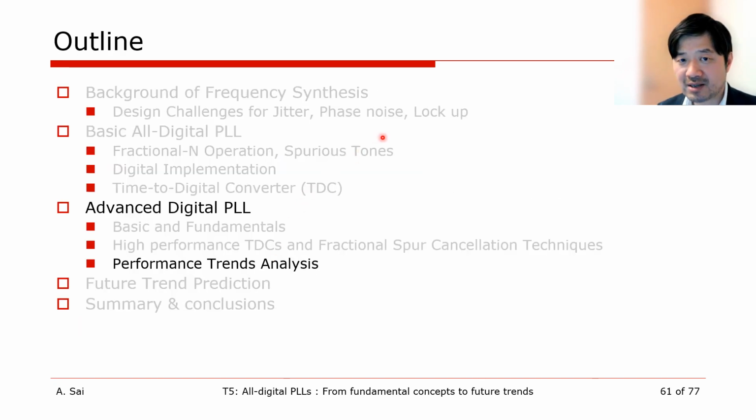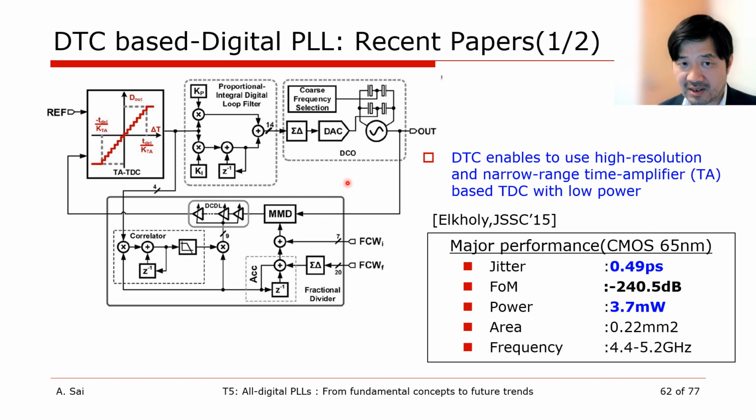Here we will explain the performance trend of DTC-based digital PLLs together with digital PLLs introduced so far. This is an example of using a time amplifier-based TDC with low power by introducing the DTC circuit. It achieves a very high jitter FOM.